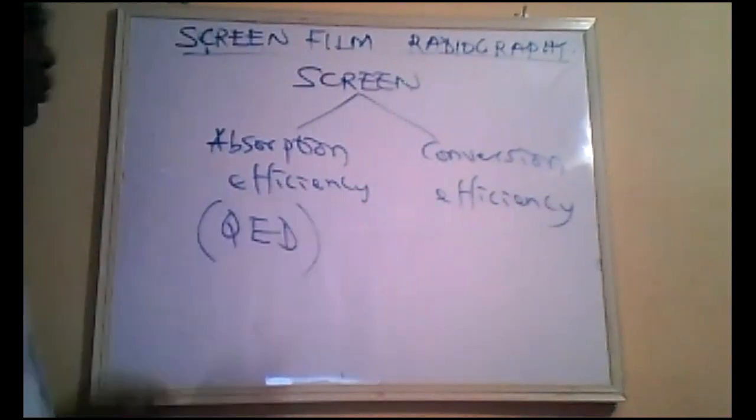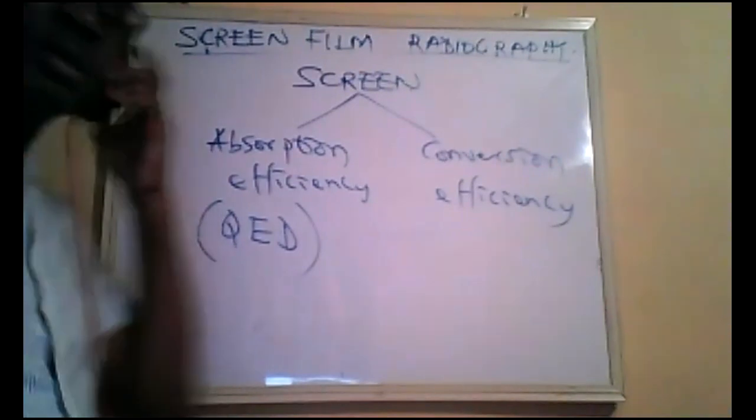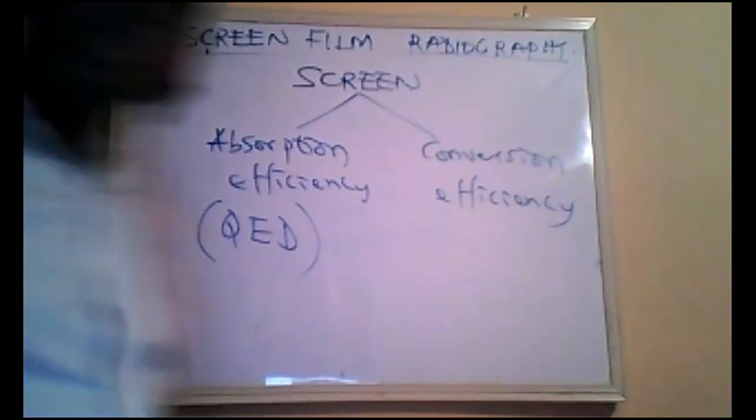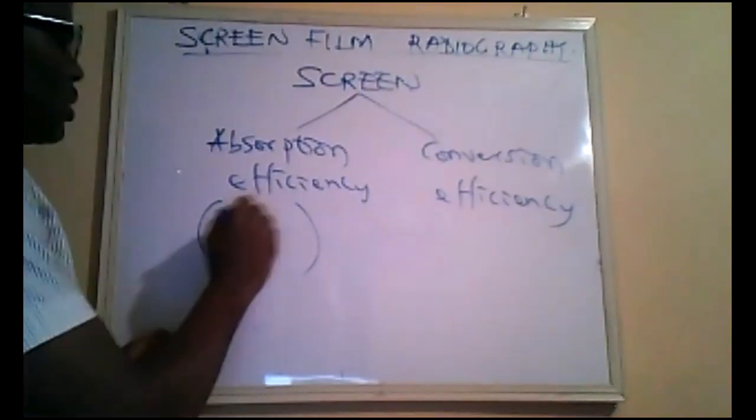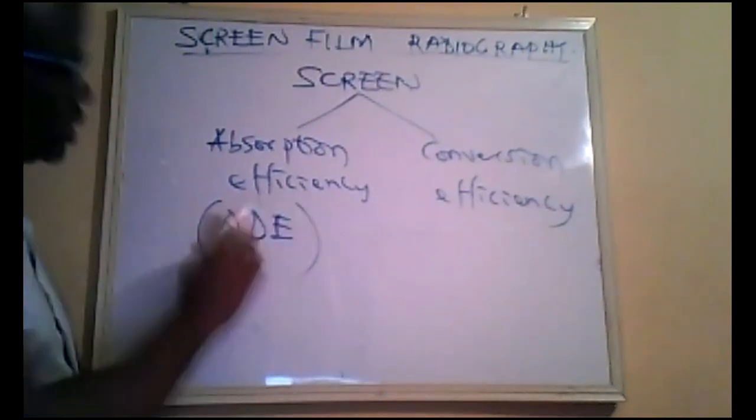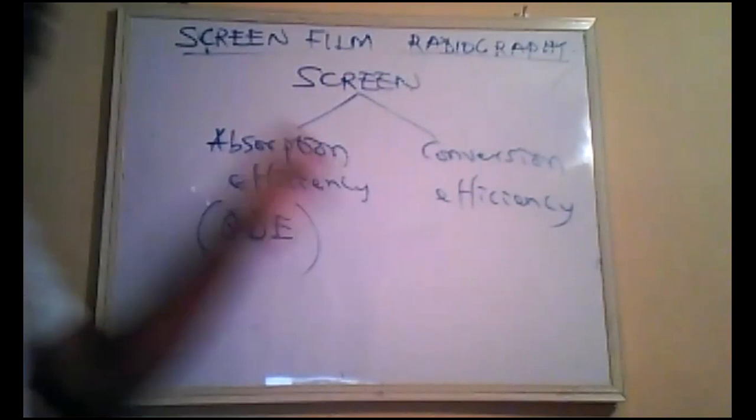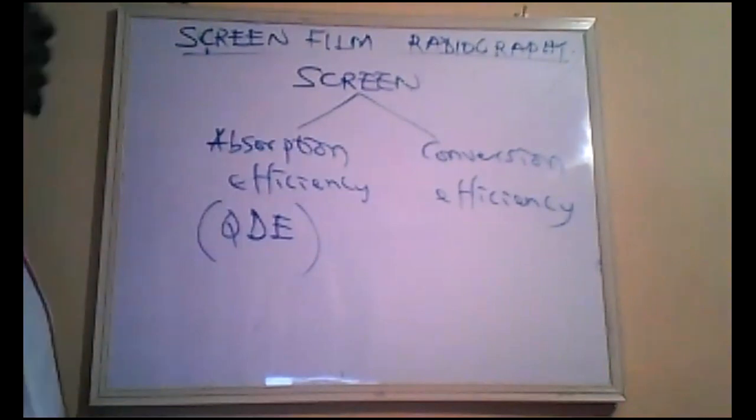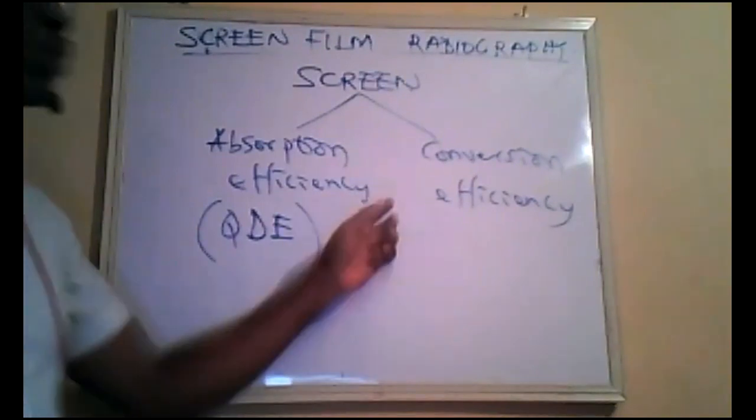Absorption efficiency at times is ruled by the term quantum detection efficiency, QDE. So a screen is basically known or graded according to these two terms.